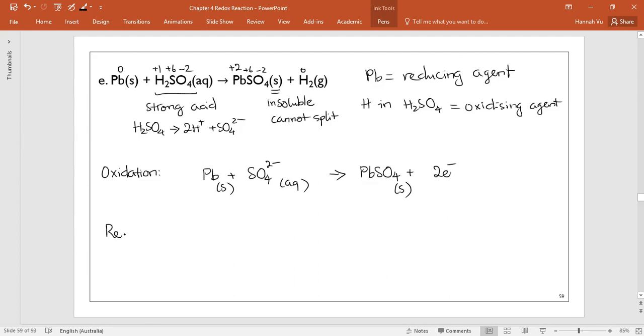For the reduction is actually fairly straightforward because I could just use H plus. So H plus going to H2, we're going to use 2 here, and then we're going to have 2 electrons. So that's that for part E.